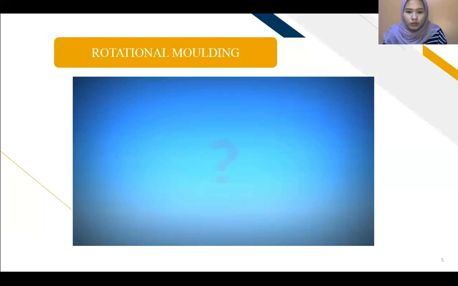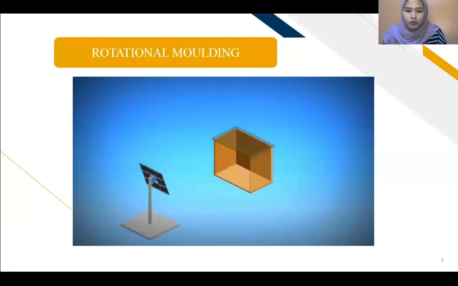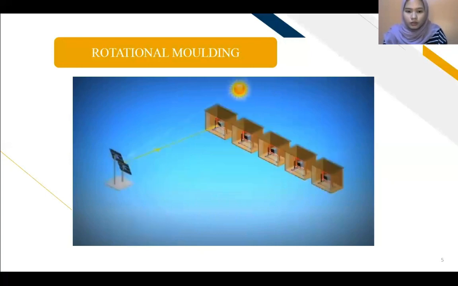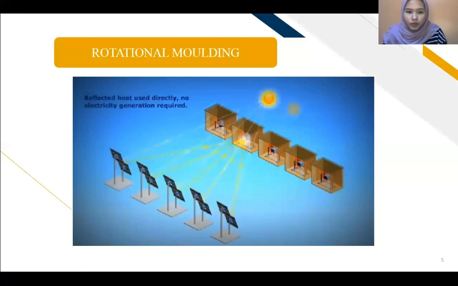How do we generate this powerful solar beam? Using heliostats. A heliostat is a simple computer-controlled mirror which reflects the sun onto a target. As the sun moves across the sky, the heliostat adjusts to keep the target heated. A group of heliostats can work together to create a powerful, controllable heat source for rotational molding. Free, clean, unlimited energy directly from the sun.